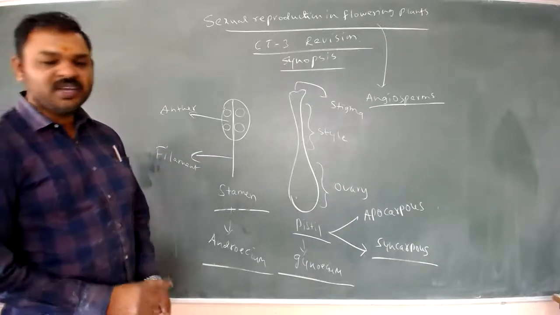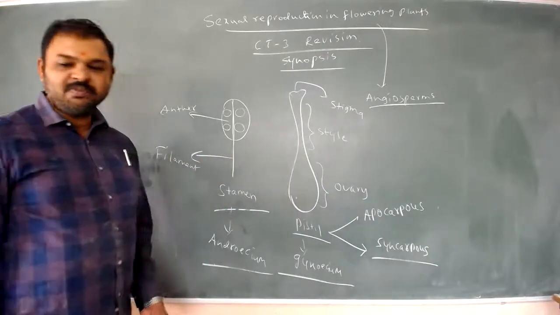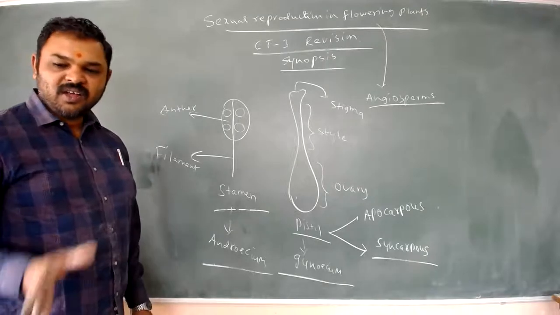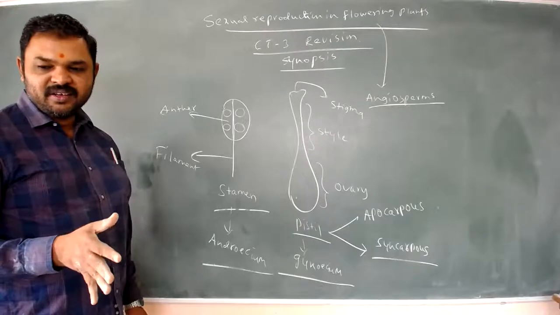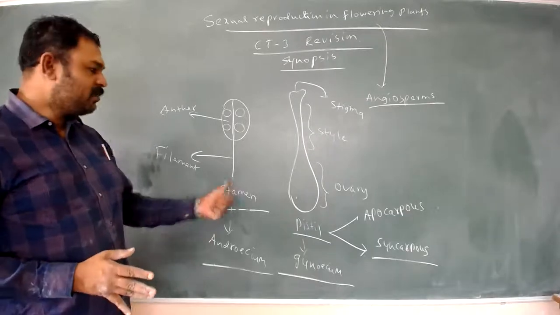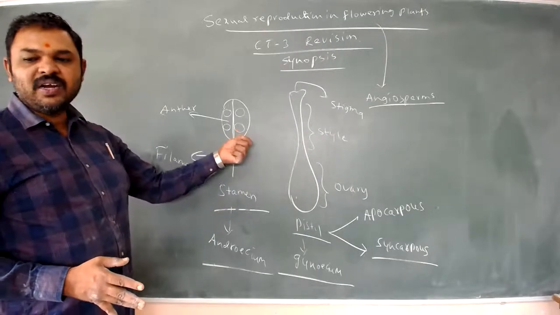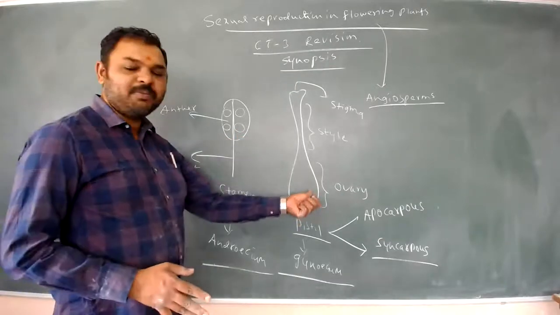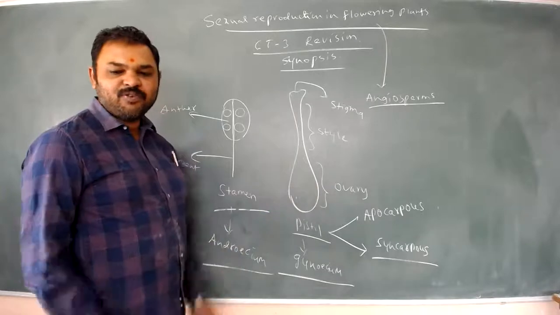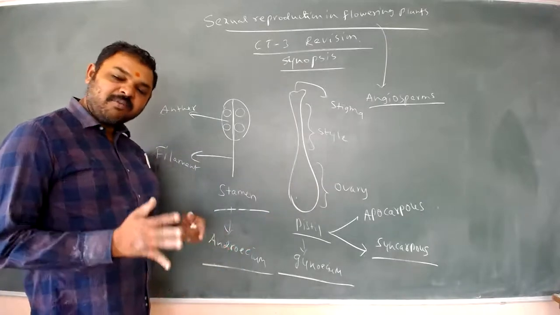But in this, what is this here? First one you see, the male sexual organ, the stamen. What is the ultimate aim of the stamen? To produce pollen grains, the male gametophyte. In the stamens, especially in the anther, what is developed? Male gametophyte. But in the pistil, what is developed in the ovary? Female gametophyte. Let us see this.